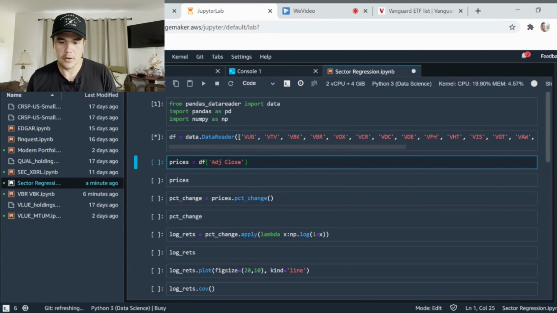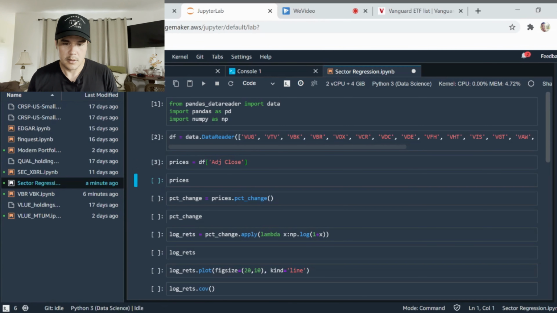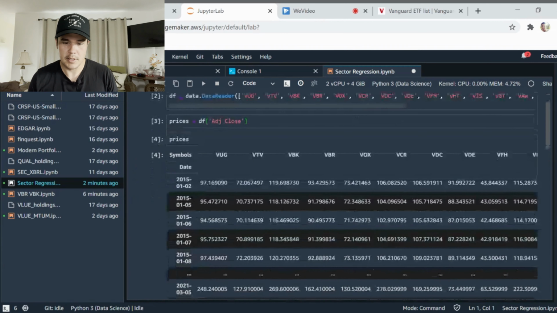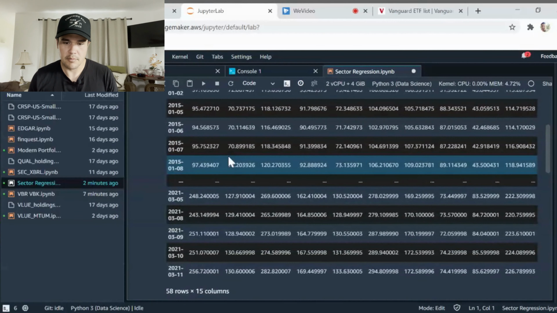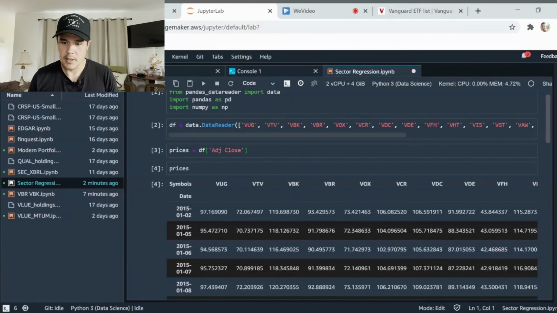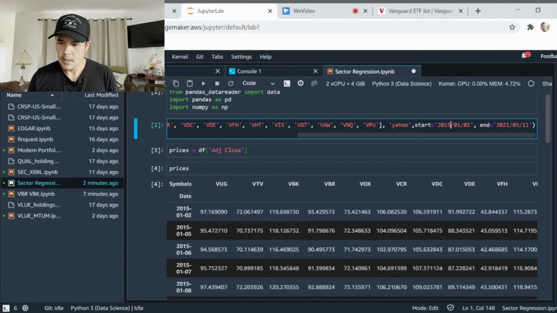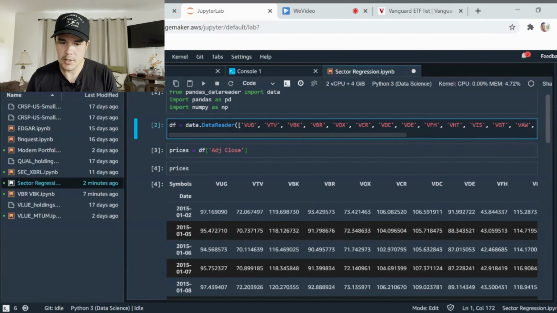We're going to look at the adjusted close. So we can take a look at what we're looking at here. You can see the prices, different prices across this time frame. And actually, you know what? Let's look within the last year of 2020. I think that would be a little more interesting here. So we'll re-pull this data from January 1st, 2020 to January 1st, 2021.